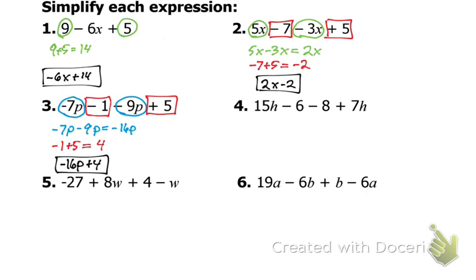On our next one, we'll break it down a little faster. If I have 15h plus 7h, what's 15 plus 7? 22. All right, so we have 22h.